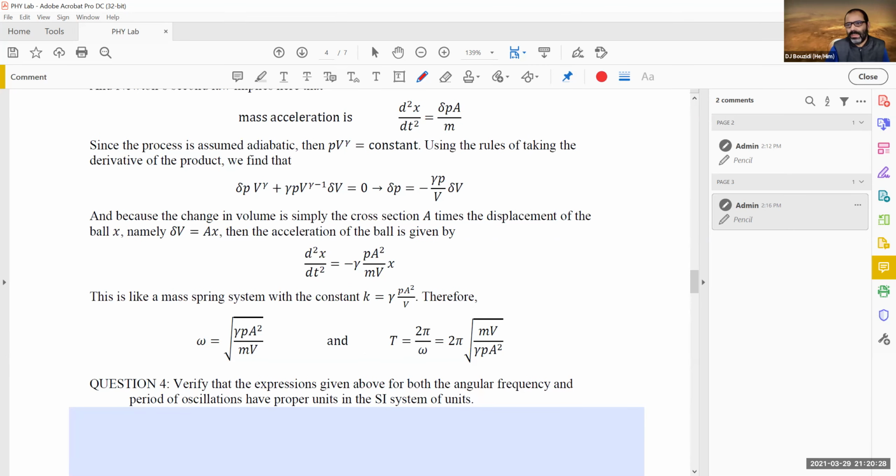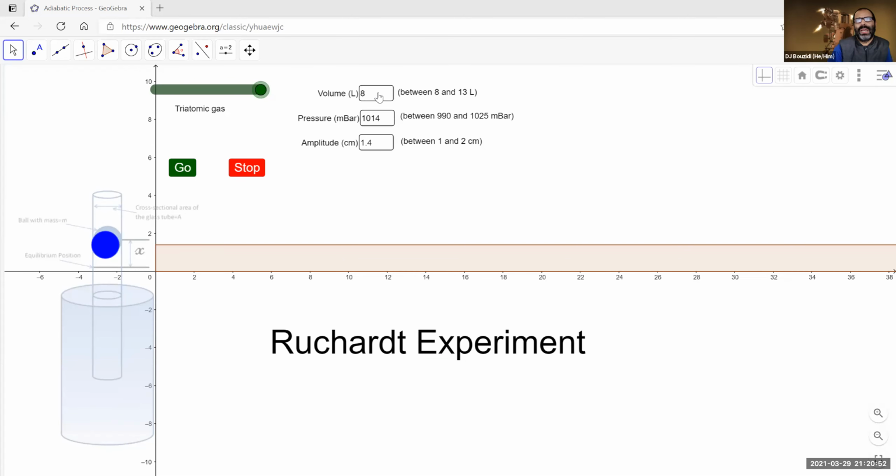So this is the theory in a nutshell. Let me go into the animation quickly. Where is it? Let me move this to the other screen, stop sharing this screen, and share with you the actual experiment. This is the link for the animation. Here, we're taking a volume of 8 liters, at atmospheric pressure. And then an amplitude of oscillations is basically how far this can go up and down.